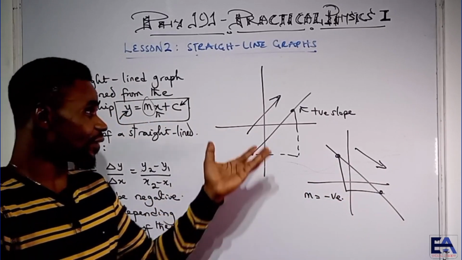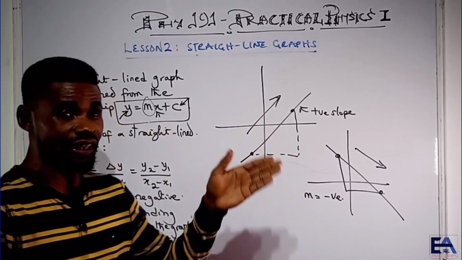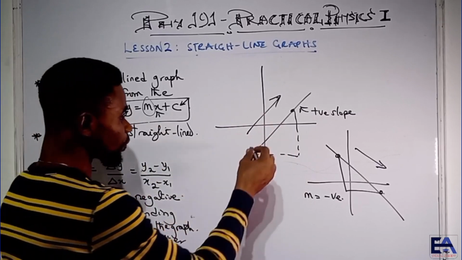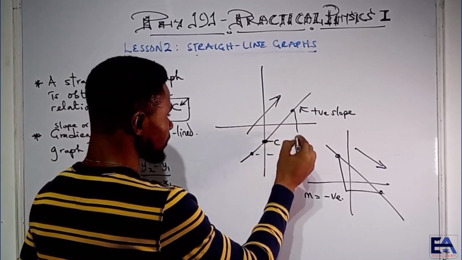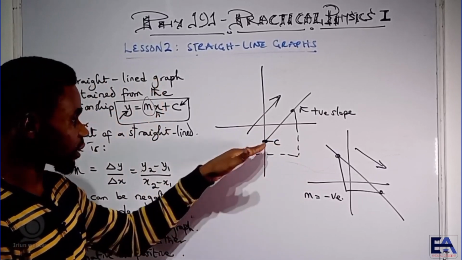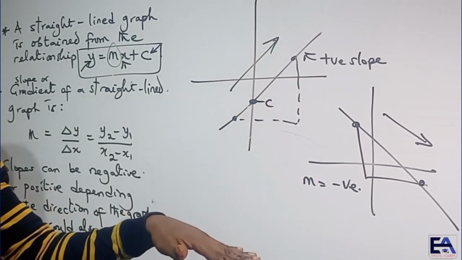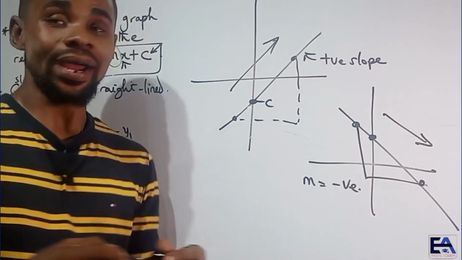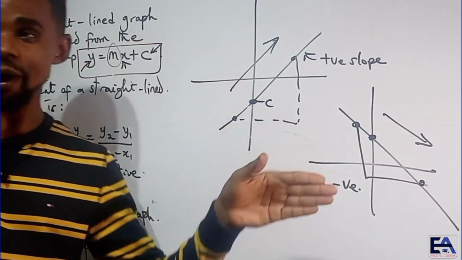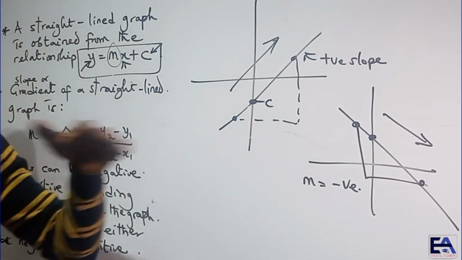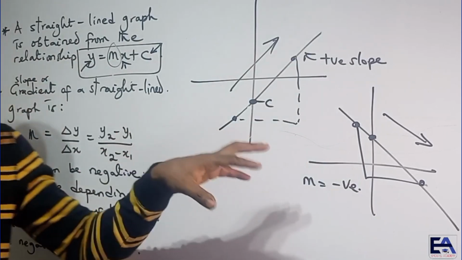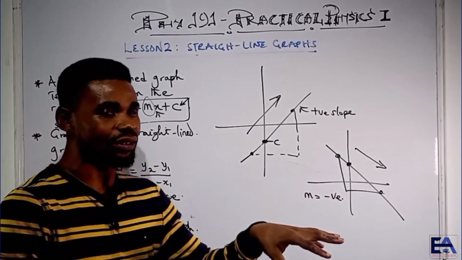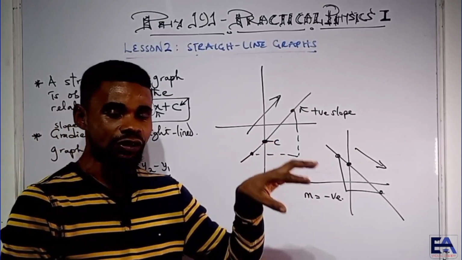So just like we can have a negative slope and a positive slope, we can also have a negative and a positive intercept. Look at the intercept here. The place where the line cuts across the y-axis here is negative. So c is negative here because it cuts across the y-axis at a negative value of y. And c is positive here because it cuts across the y-axis at a positive value of y. However, the negativity or positivity of the slope does not determine the negativity or positivity of the intercept.